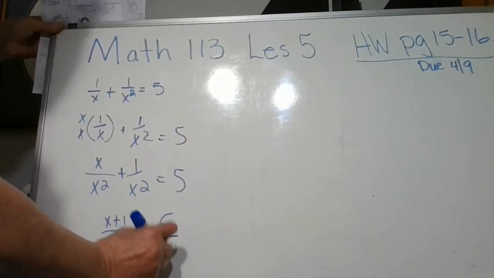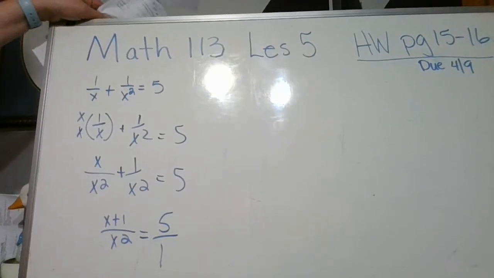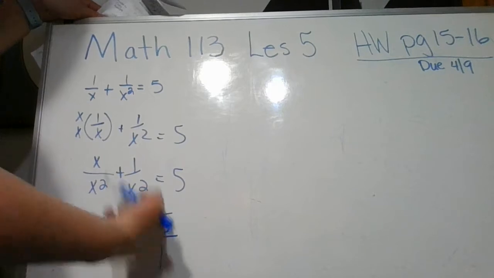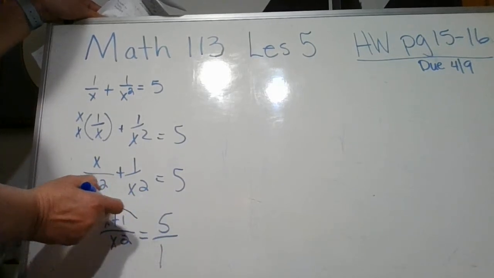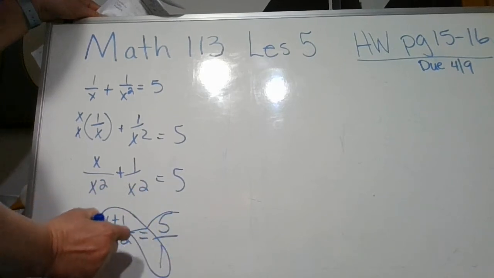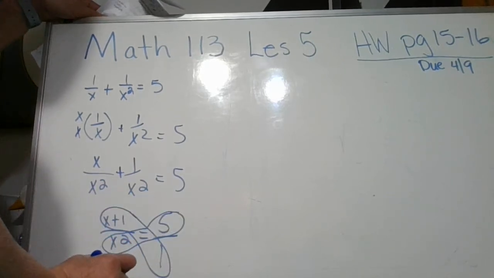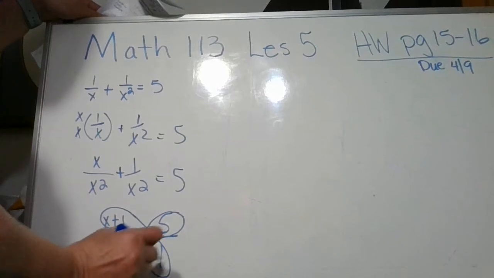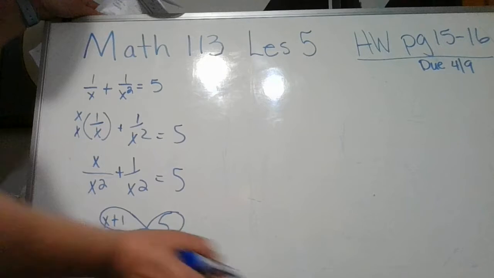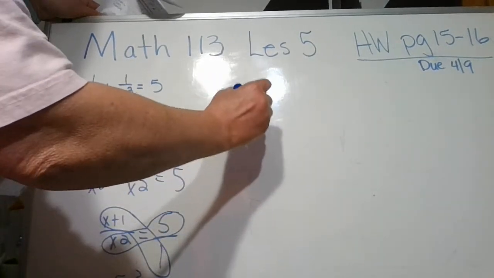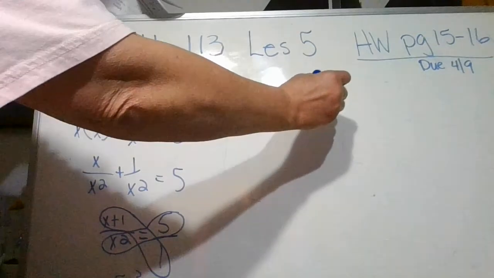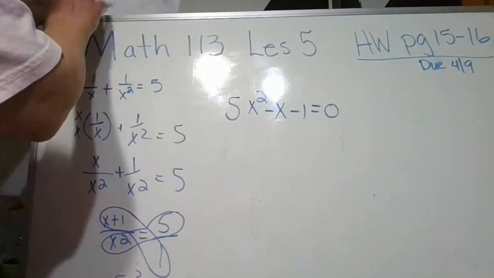And I want to make that into a fraction. Why? Because if I can get just a simple fraction over here, I can cross multiply. So I'm going to have 5x squared equals x plus 1. So I'm going to bring that up here. 5x squared minus x minus 1 equals 0. Always set it up equal to 0.